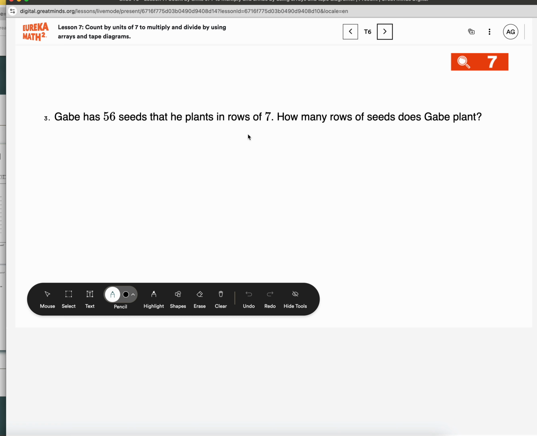Gabe has 56 seeds that he plants in rows of 7. How many rows of seeds does he plant? So we've got our total here. He has 56 seeds and he plants them in rows of 7. It doesn't say 7 rows. He says rows of 7. So that means we're going to do 7 in each row until we get to 56.